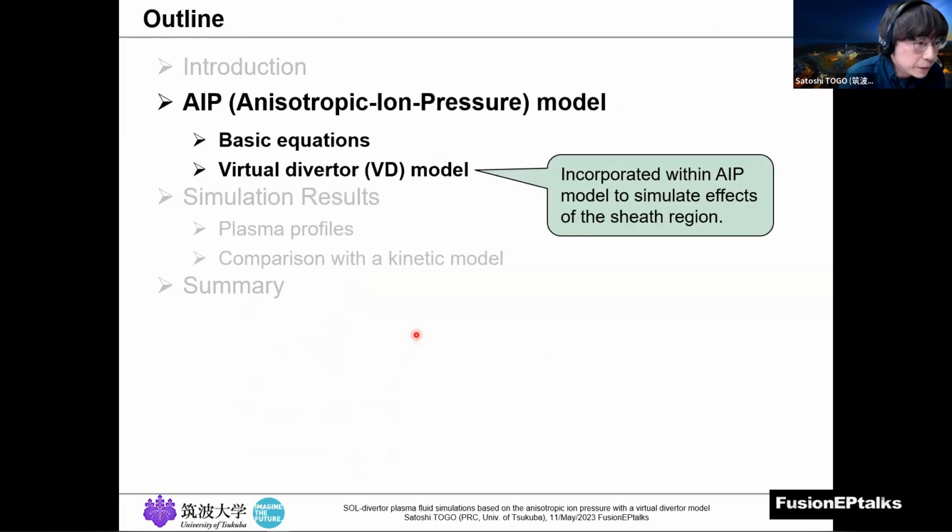Then let me briefly review our AIP model. First, we explain the basic equations of AIP model. And then a virtual divertor model is explained, which is incorporated within AIP model to simulate effects of the sheath region.